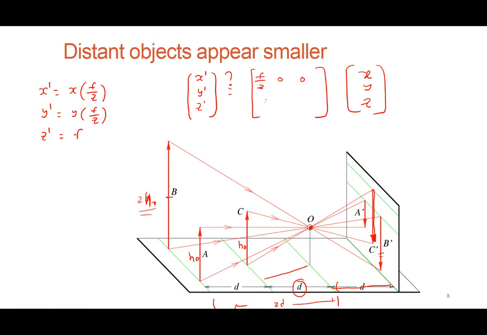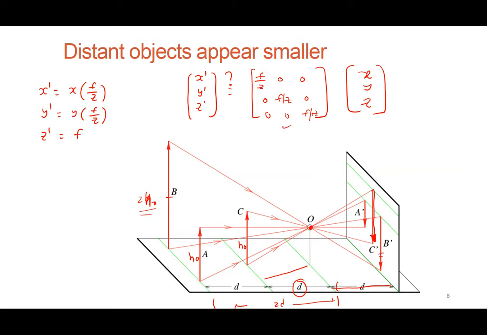F by Z 0 0, 0 F by Z 0, 0 0 F by Z. Okay. Does anyone have any problem with this matrix? Nobody has a problem with this matrix? The last one doesn't have Z. Yeah, this F by Z. Okay, Z dash equal to F by Z into Z, that will give me F.